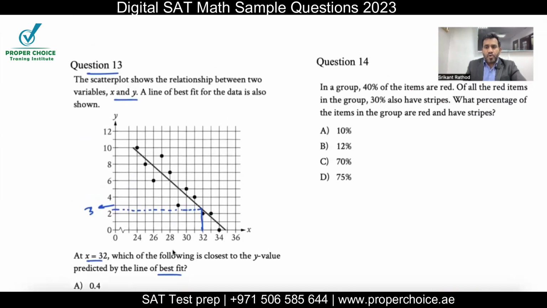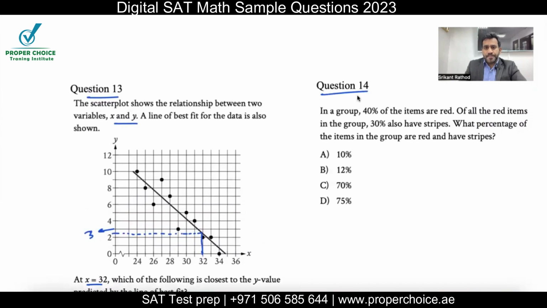So likewise, let's work on question number 14. It says: in a group, 40% of the items are red. Of all the red items in the group, 30% also have stripes. What percent of the items in the group are red and have stripes? So out of the total, 40% of the items are red. I don't know the total number of items we are talking about. The total may be x, maybe 100, maybe 1000. That is not going to make any change to our calculations. So 40% of the items are red.